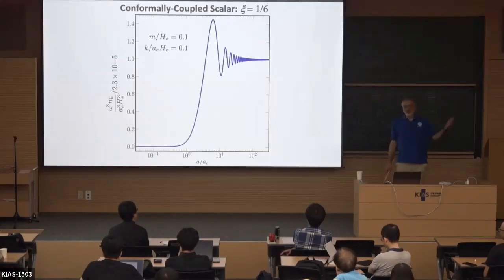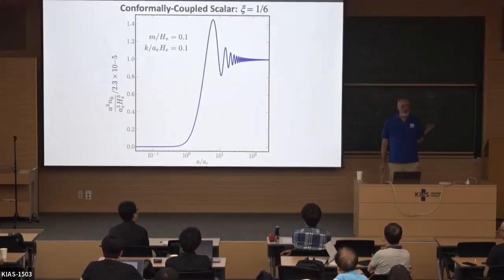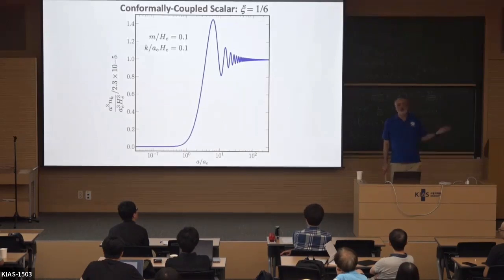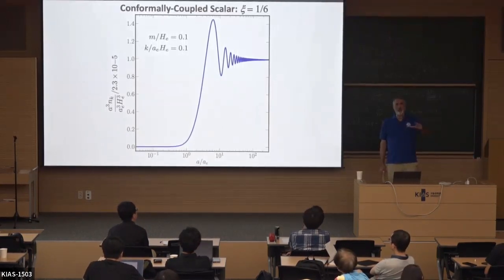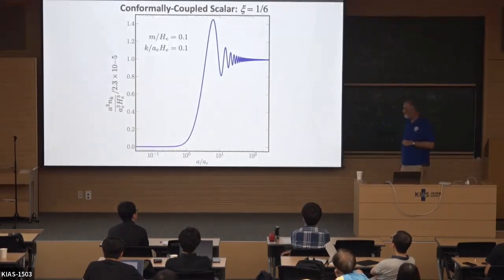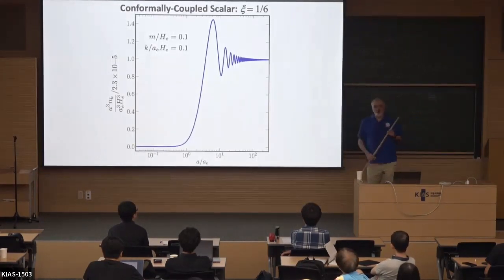I just love this. This is just solving the differential equation with boundary conditions. Chi sub k is complex. Alpha sub k tilde and beta sub k tilde are complex. You can solve the second order equation for chi k double prime or solve the two first order equations. You get the same answer, of course. So this is the result for a conformally coupled scalar.